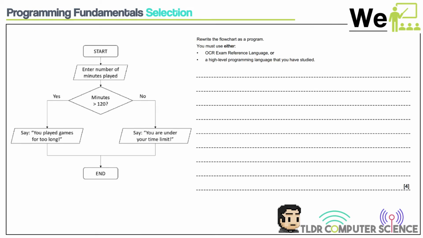This is a bit of a jump up. In this question, it's asking us to review a flowchart, look at the algorithm, the way it works, and then rewrite it in code. And we've got 2 options. We either can use the OCR exam reference language, which we've not really looked at that much. And the reason why is because we're going to write it in the higher level programming language that you've studied. I think it makes it more straightforward. This is one of the things that changed for this year. Previously you had to learn a bunch of different things.